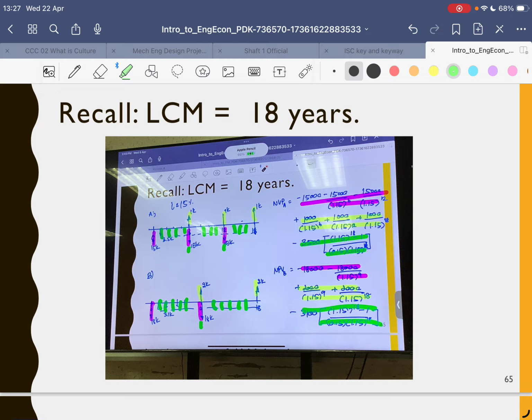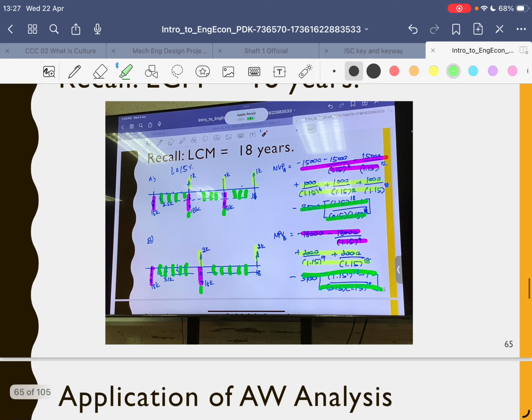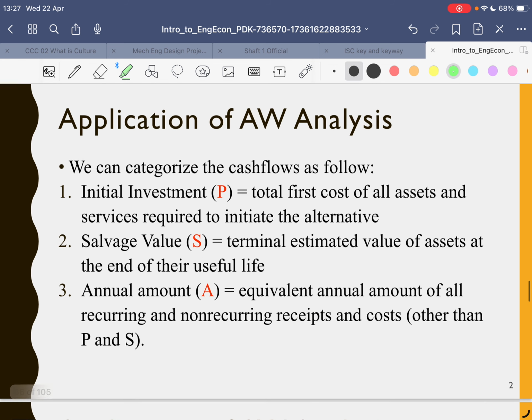Any questions? So, application of annual worth, we can categorize the cash flow as initial investment, salvage value, and annual amount. These are the same things that we have taught. You have the initial investment, for example, 1,800 or 1,500 in the example. You have salvage value or deposit return, which is 1 or 2,000 in our example, and you have the annual amount that you need to pay annually.